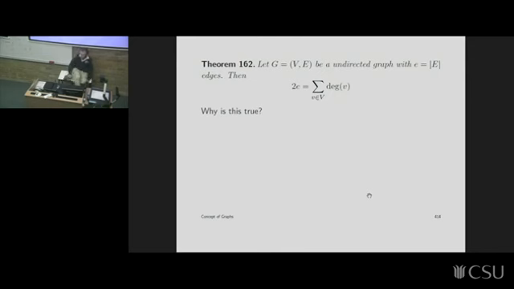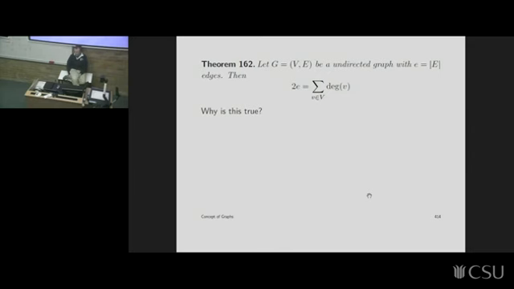Why is that true? I'm trying to explain why that might be true. Because there are 2 ends on each line. There's 2 ends to each edge, so there's one coming out of this end, one coming out of this end. So basically, both the left and right hand side are counting edges.